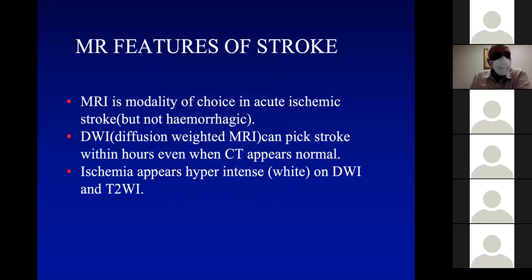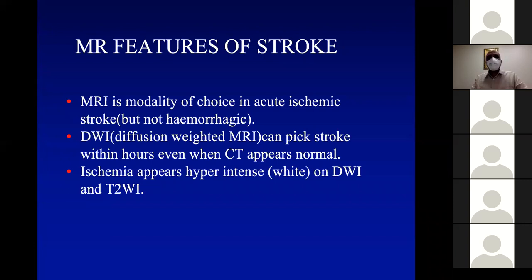Now, MR features of stroke. MRI is the modality of choice in acute ischemic stroke, but not hemorrhagic stroke. Hemorrhage is better identified on CT, but not very well on MRI. Ischemia is very well identified on MRI, but poorly, as you have seen before, on CT. It can be identified, but within the first 12 hours, it will not be identified.